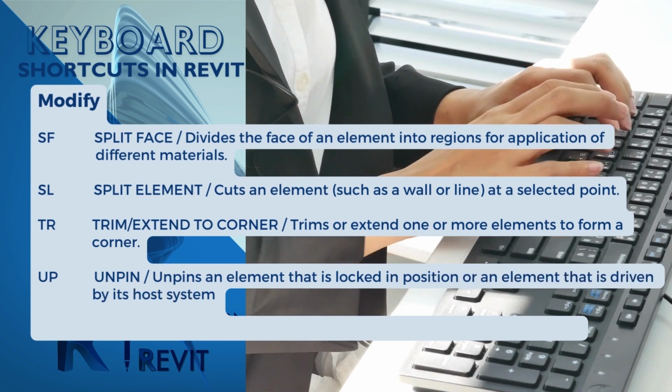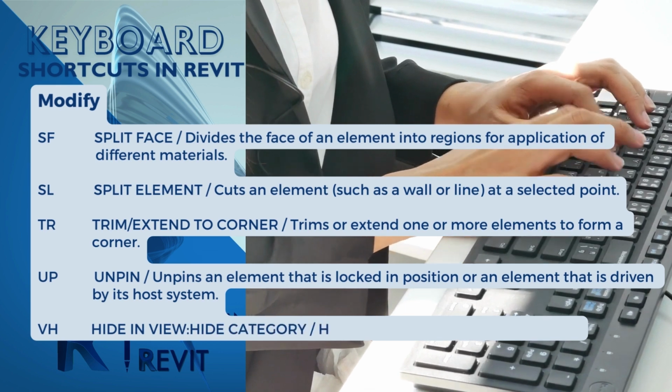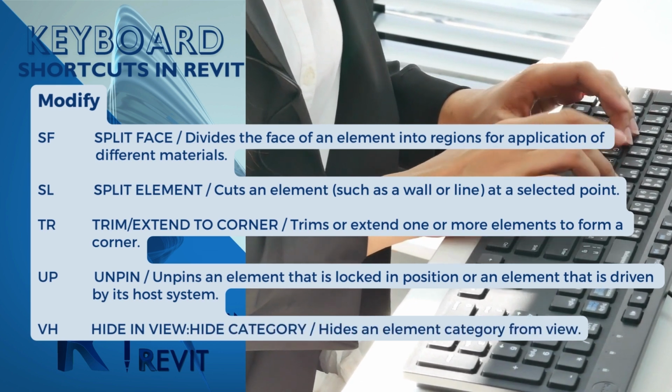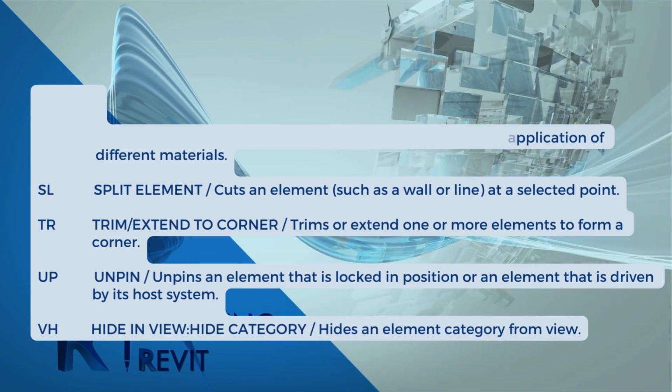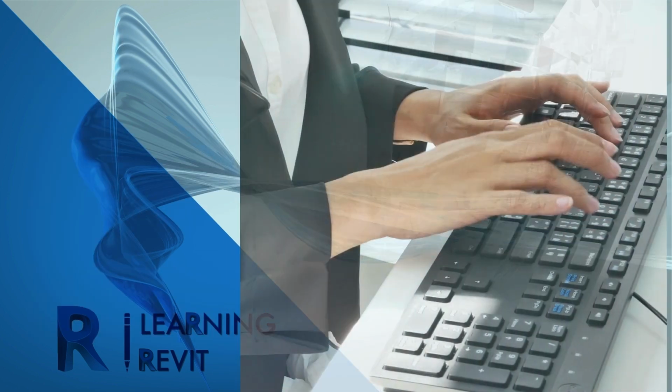UP, unpin, unpins an element that is locked in position or an element that is driven by its host system. VH, hide in view, hide category, hides an element category from view.